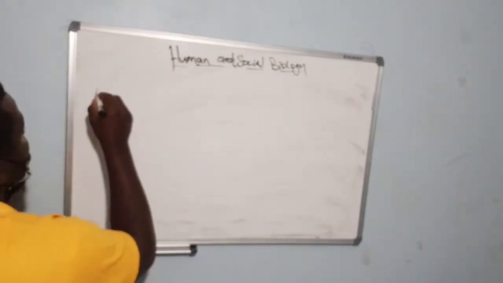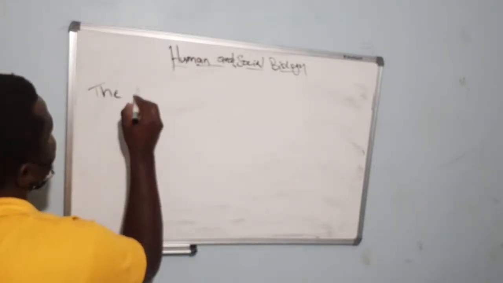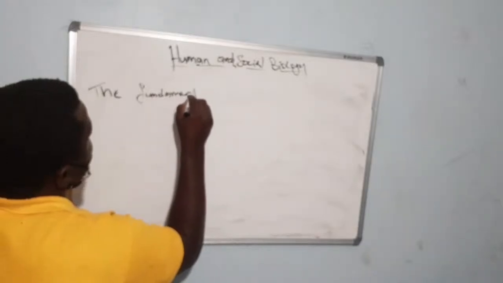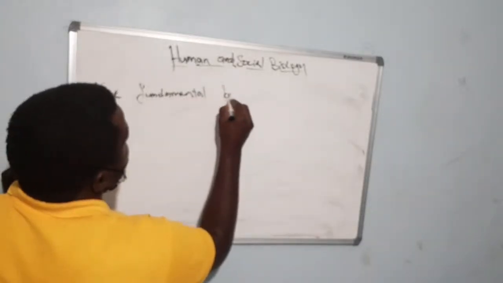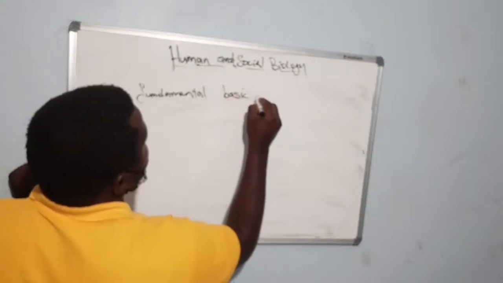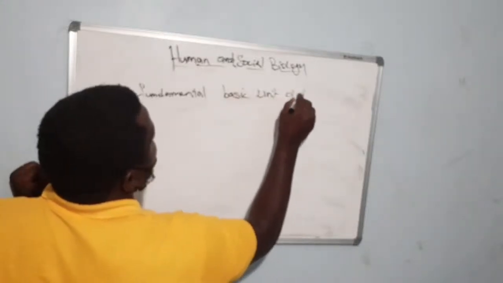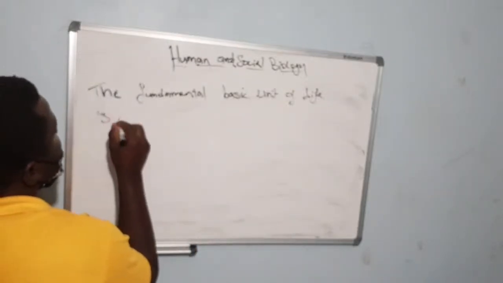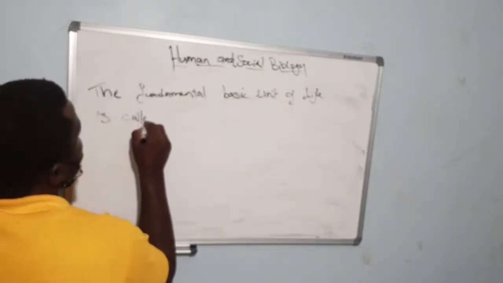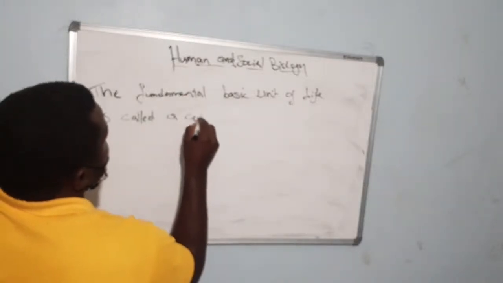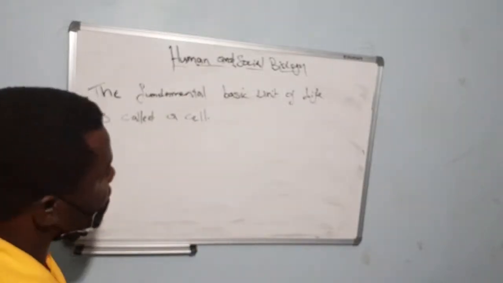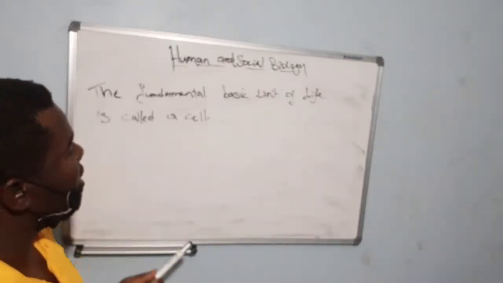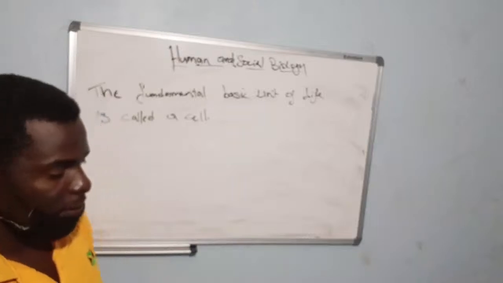Alright, so the fundamental basic unit of life is known as, it's called a cell. So again, the fundamental basic unit of life is called a cell.